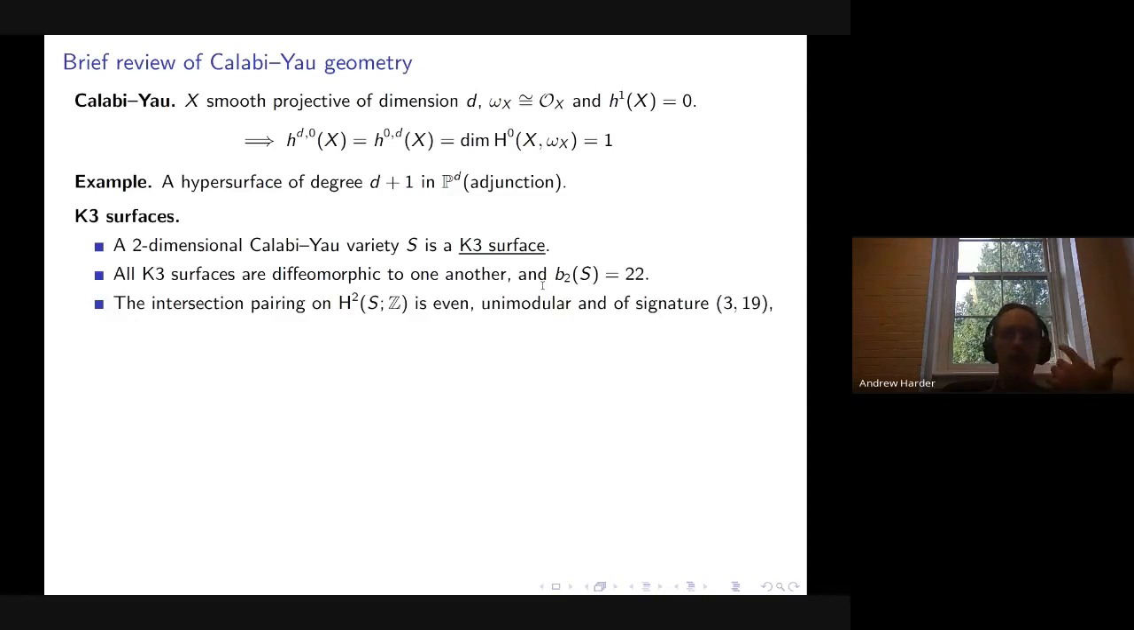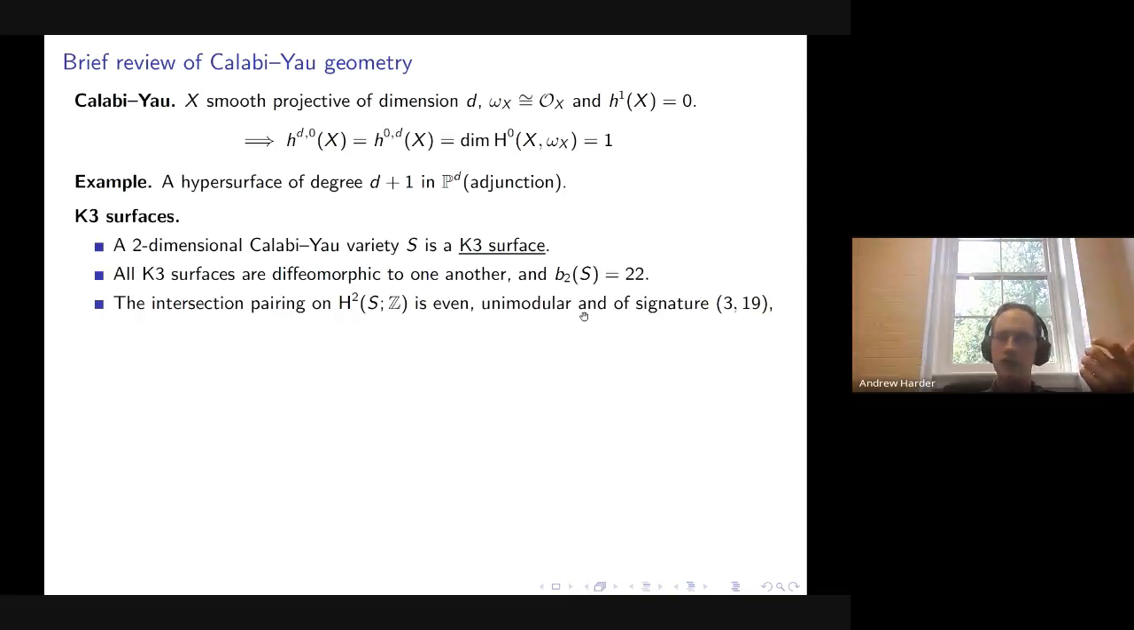You can determine the intersection pairing on H^2, so this is a topological invariant again. First of all, you determine that it's an even pairing, it's unimodular, just because of Poincaré duality, and that its signature is (3,19). The signature comes from the Hodge index theorem.